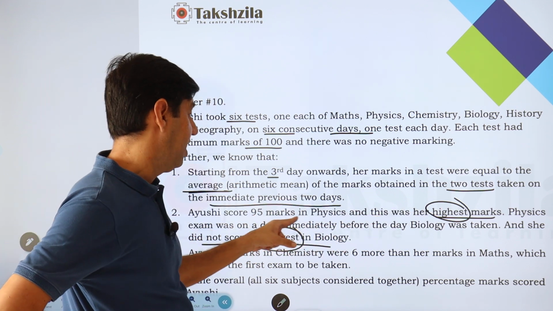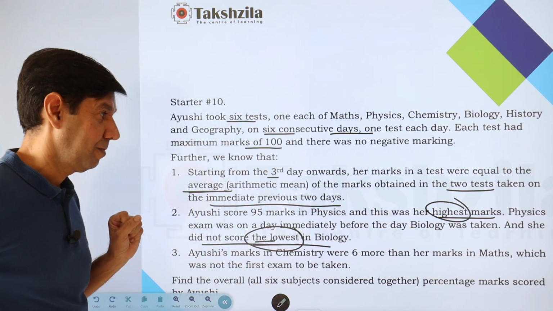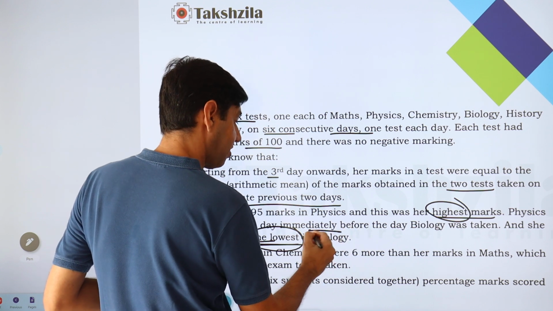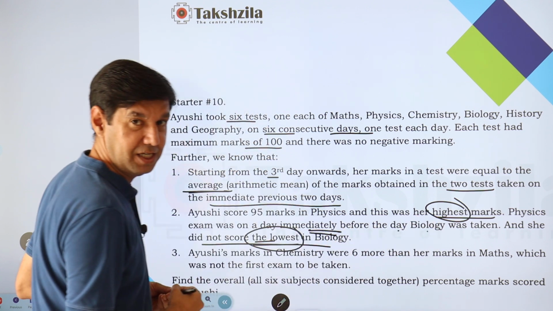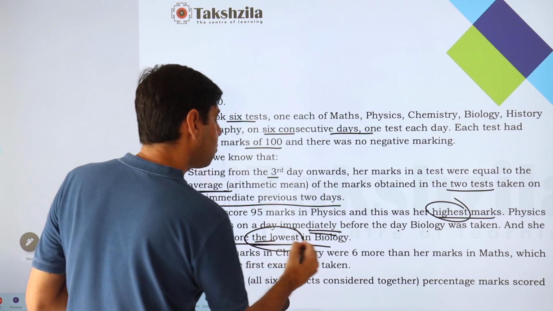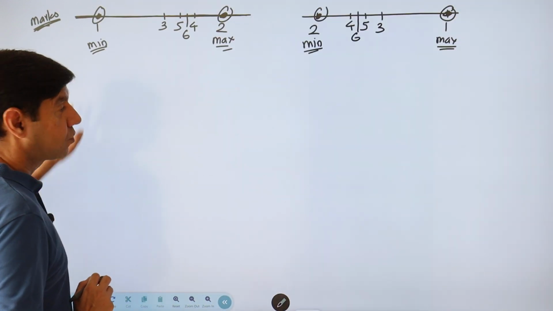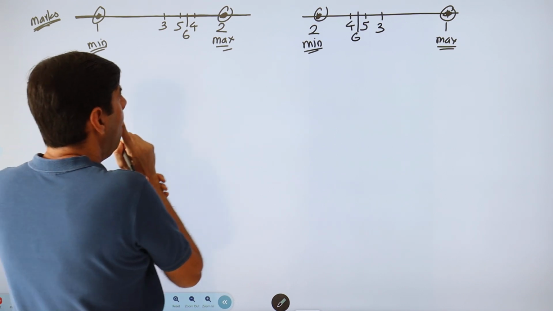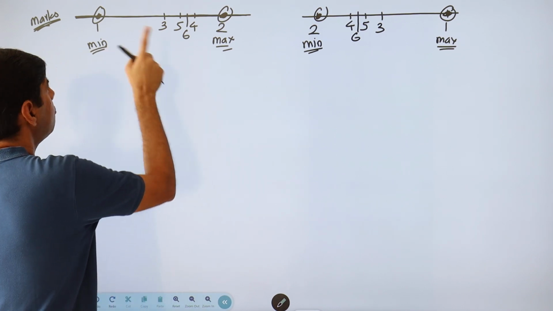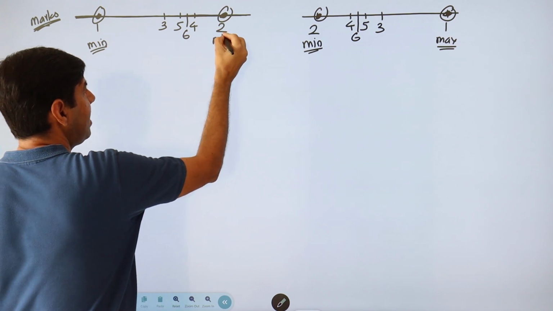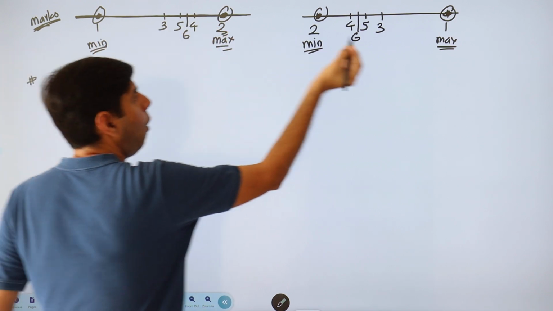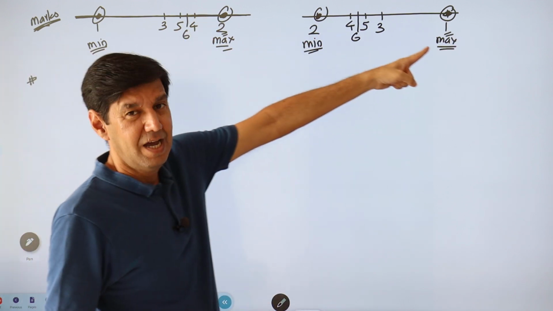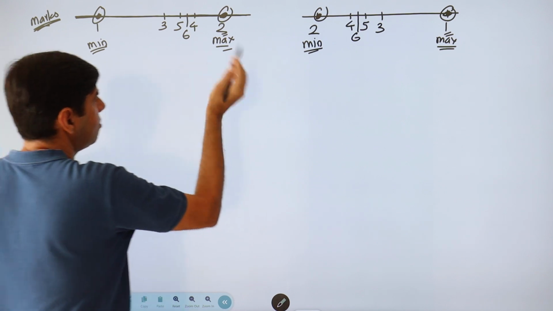Okay, physics 95, maximum. Physics was on the day immediately before the day of biology, and she did not score the lowest in biology. So my next reasoning bit comes in. Physics is either going to be the second test to happen or the first test to happen. Physics has the maximum marks. It could either be the second test or the first test.